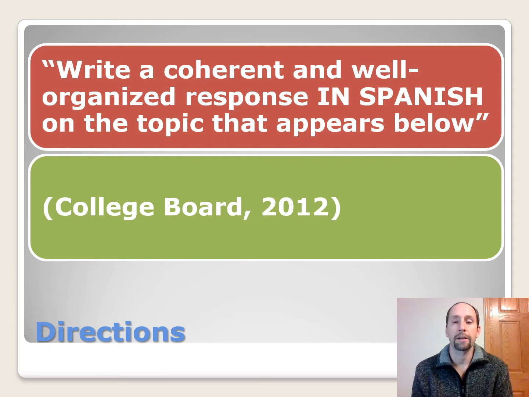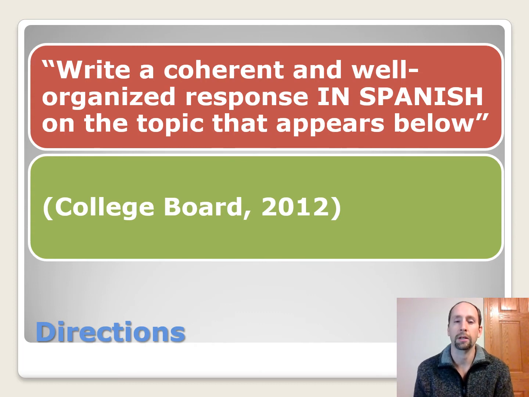Okay, so the set of instructions are in Spanish and English to start. So we can look at the English portion of this, and it says write a coherent and well-organized response in Spanish, in bold, on the topic that appears below. Then they're going to give us our prompt, and we won't know what that is until the day of the test. But this is the first set of instructions.